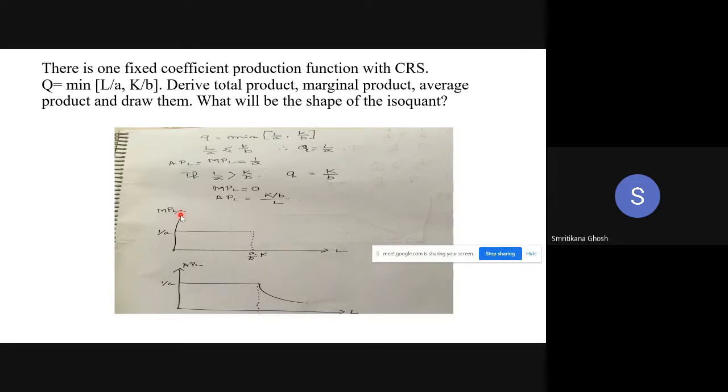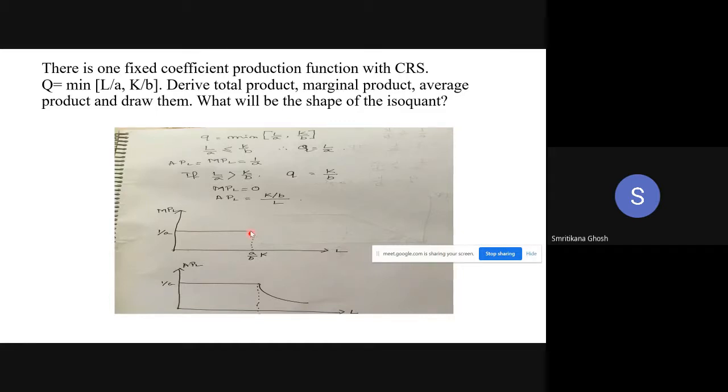Now, if L is 0, then APL and MPL are equal to 1 by A. So it is here, MPL is equal to 1 by A. Then it is like this. As it is 1 by A, it's parallel to the horizontal axis. It's a constant one.